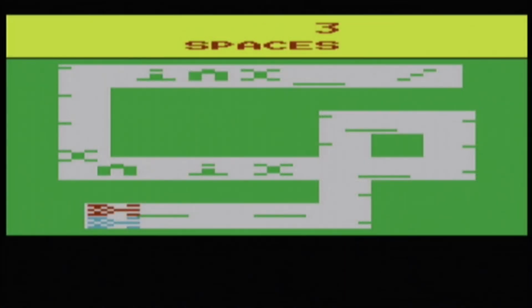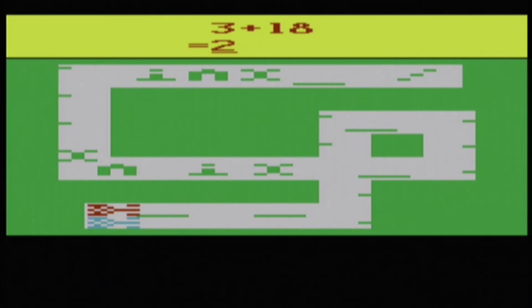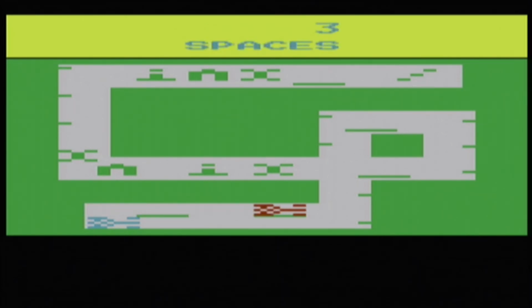Now, Math Grand Prix. Yeah, it doesn't look like a whole lot, does it? Well, you got math problems that determine how far you can go. Of course, you got to choose between 2 or 3 spaces. 18 minus 12. You got to answer that to go the number of spaces you want to move.